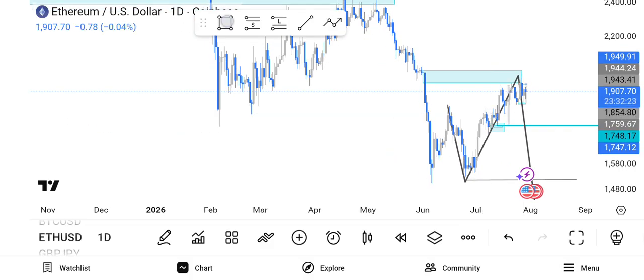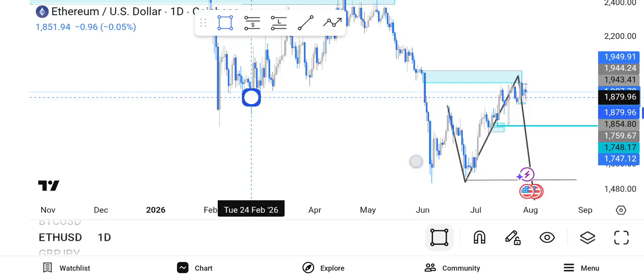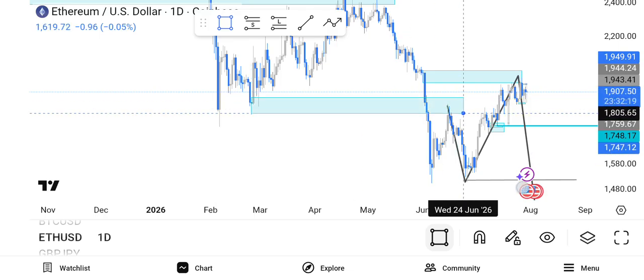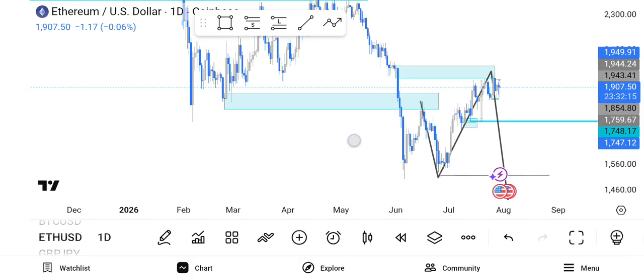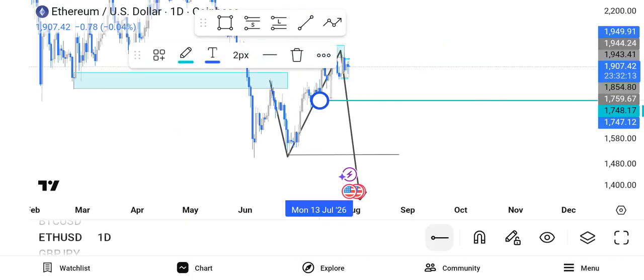And see, even the supply zone here failed this sell. This very sell that happened here was failed by the supply zone. That's how it goes.